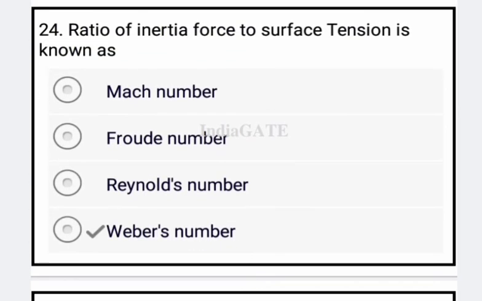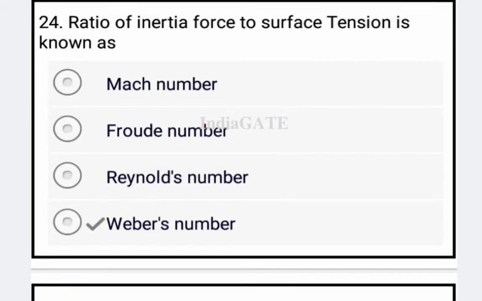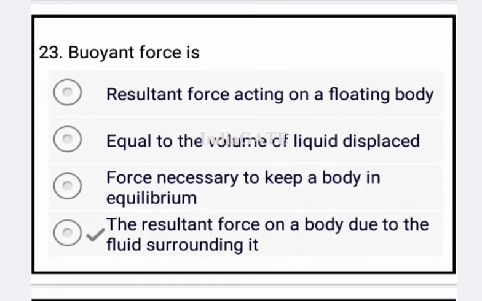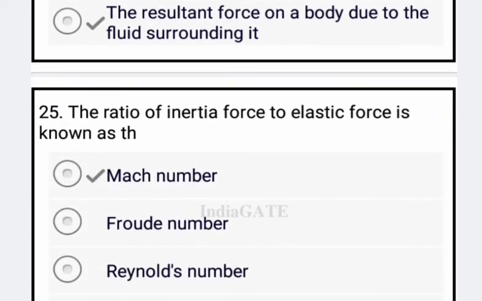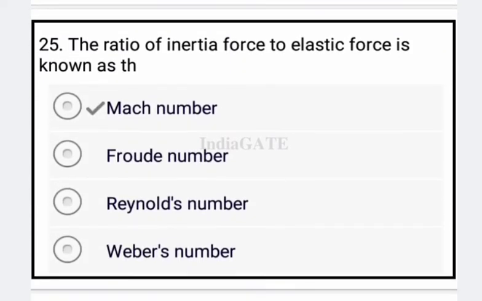Next question. The ratio of inertia force to surface tension is known as? The correct answer is option D, Weber's number. Next question. Unit force is? Option D is correct, the resultant force on a body due to the fluid surrounding it. Next question. The ratio of inertia forces to elastic force is known as? The correct answer is option A, that is Mach number.